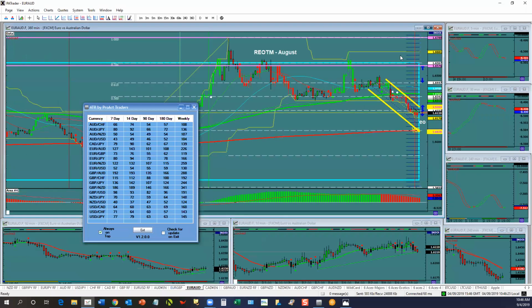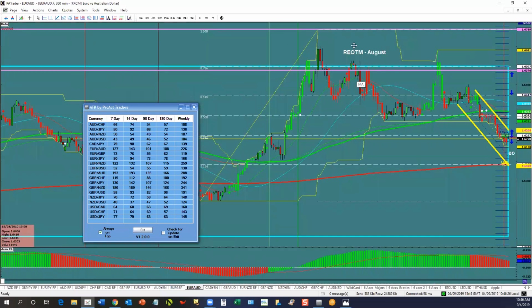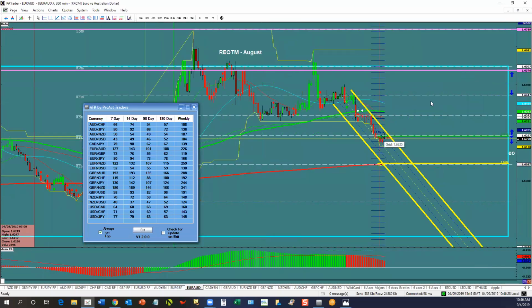Euro Aussie. We're continuing our real estate of the month trade from last month. It's continuing now. It just took a sideways move for about a month before it continued on down. We're looking to come down here to 1.6087 tonight, down in here. All right, got a big ATR. Euro Aussie ATR is 143 pips.